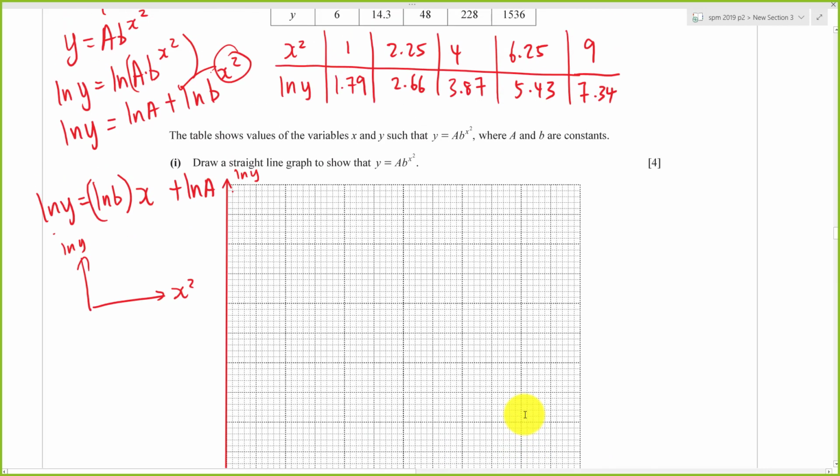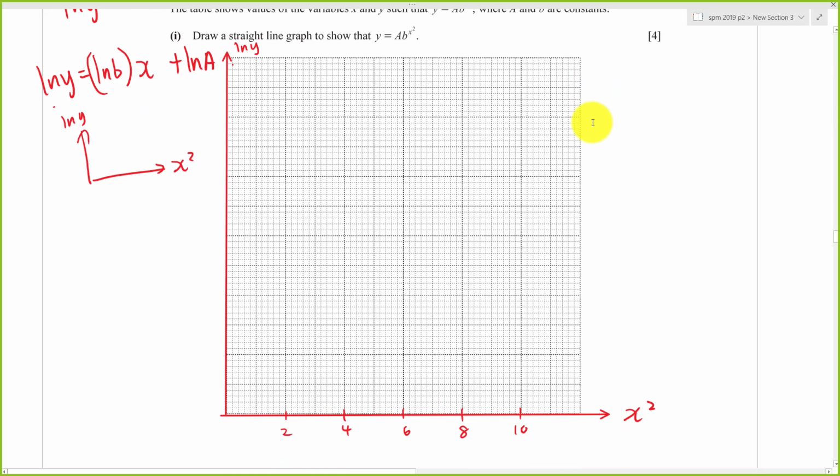Alright, and then for my vertical axis here, I want up to 7.34, so it's about 8 here. So let's say 2, 4, 6, 8 will be nice. Let's say 1, 2, 3, 4, 5, 6, cannot. So I will just do 2, 4, 6, 8. Maybe the examiner actually assumes you are using these two boxes. So this is the reason why I couldn't use about 75% of the graph. But it's fine, you get the idea.